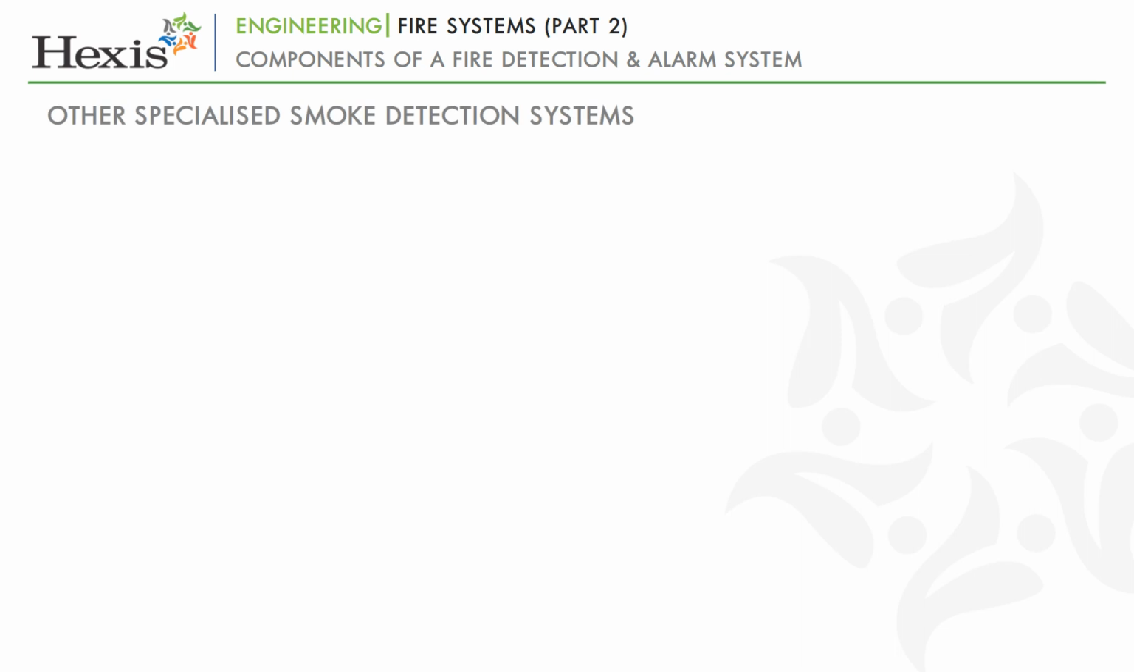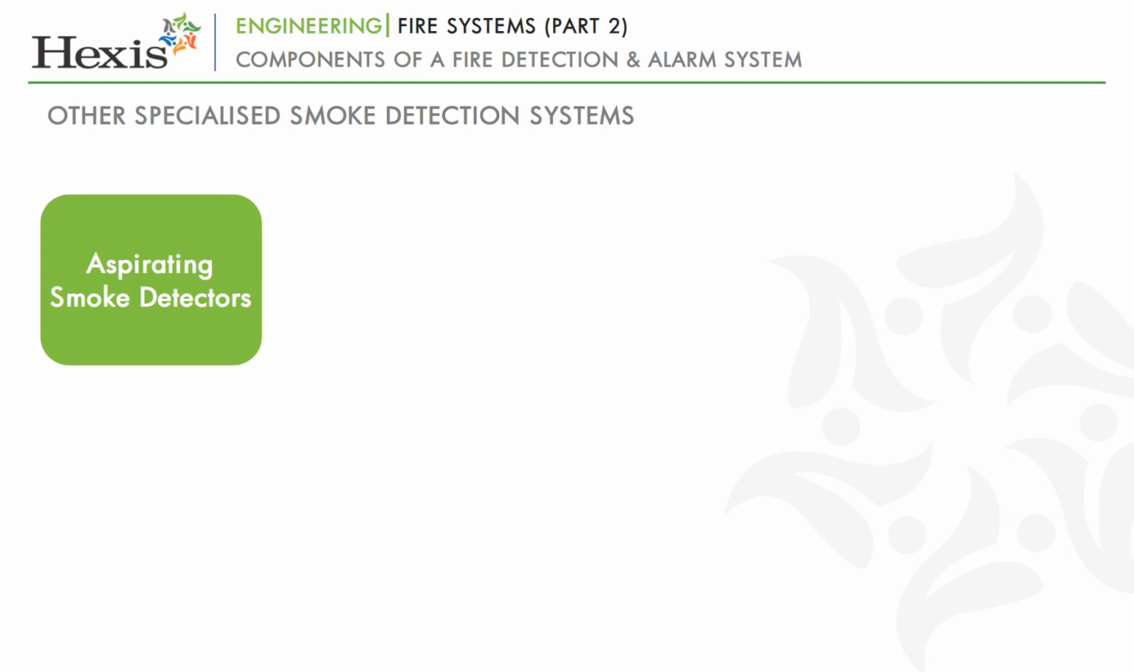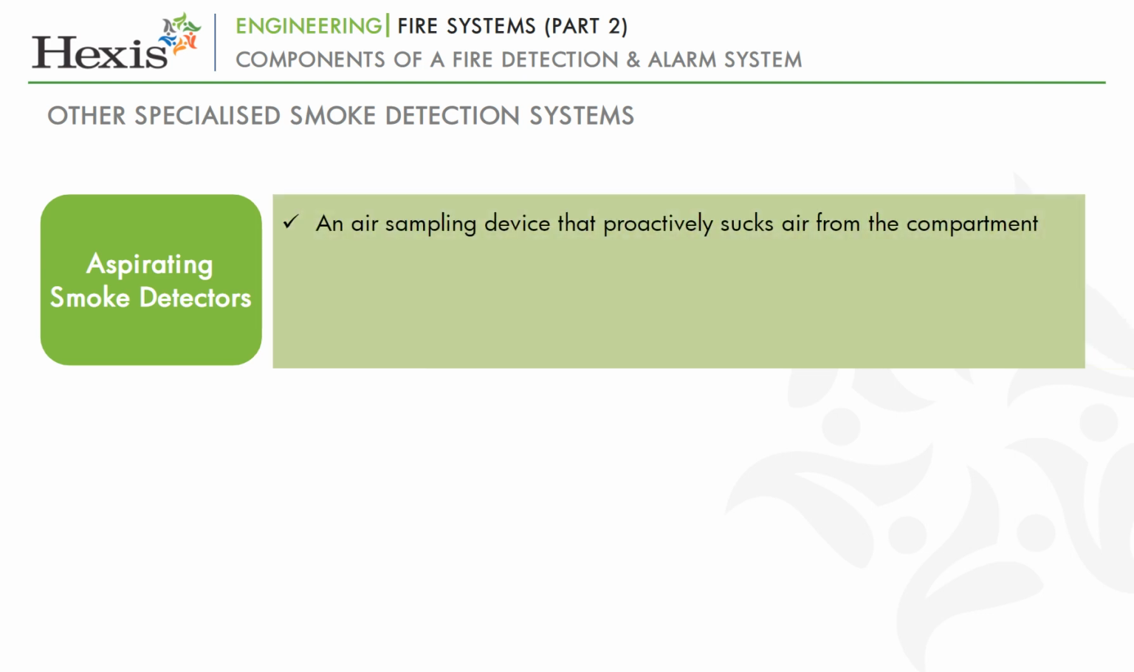Apart from the ones we have seen earlier, some other specialized smoke detection systems are also available. Let's see what these are. Aspirating smoke detectors. An aspirating smoke detector, that is ASD, is an air sampling device that proactively sucks air from the compartment through a network of pipes and processes that smoke through a smoke sensing device, which is generally similar to the photoelectric smoke detectors seen earlier.